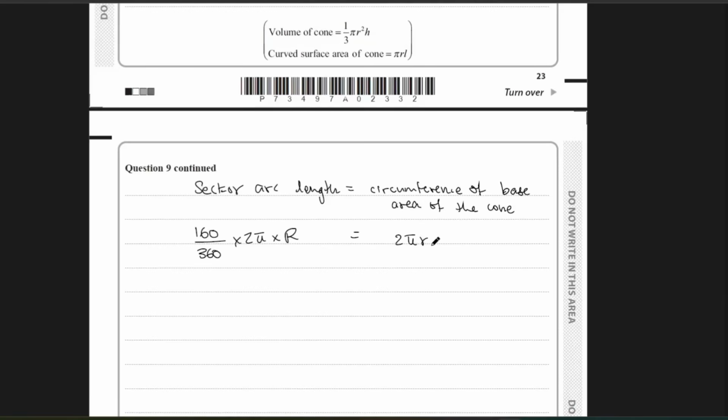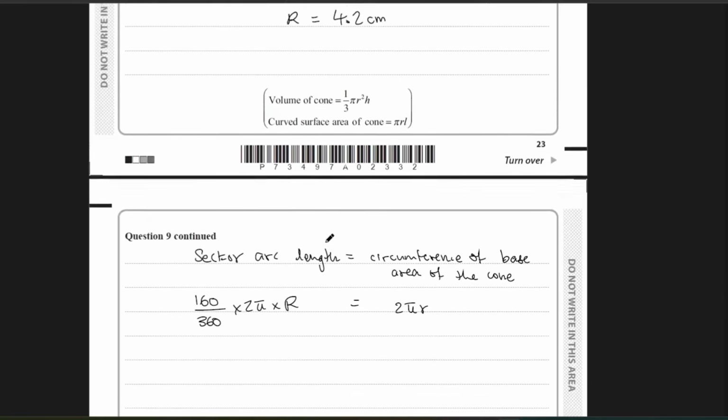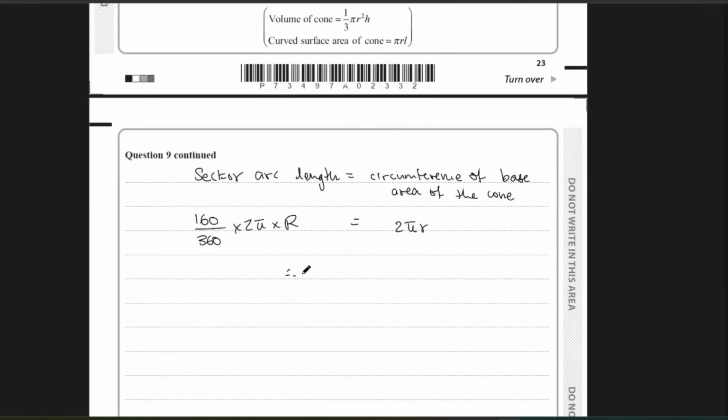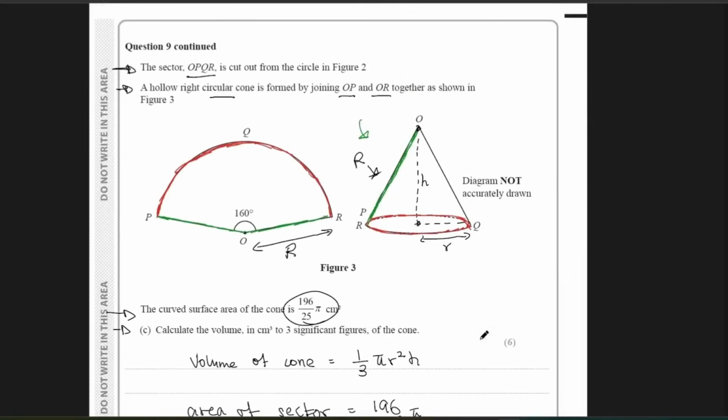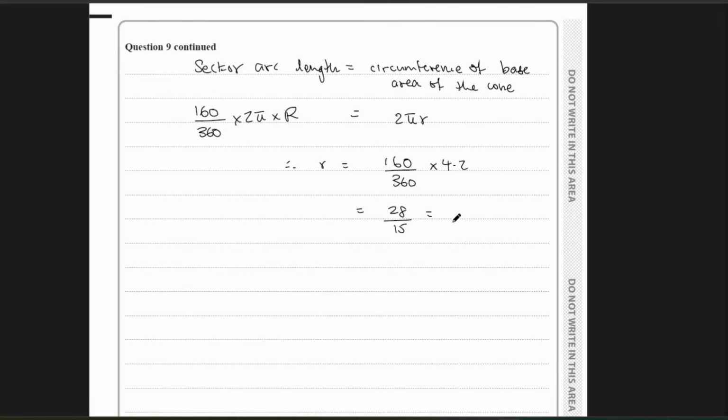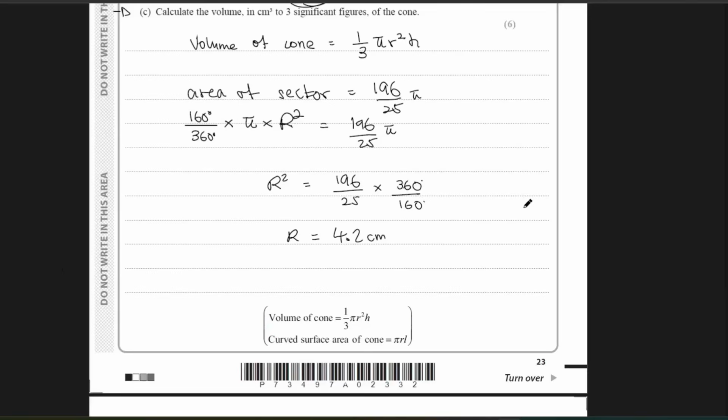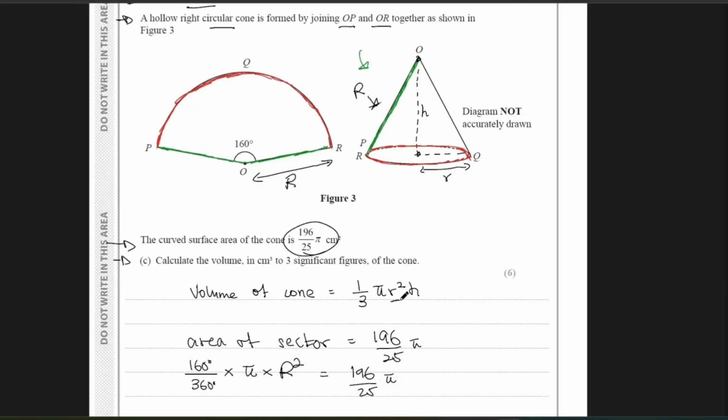From here, we can cancel the 2 pi's, and we know the value of capital R, which is 4.2. So small r is equal to 160 over 360 times 4.2. This gives us 28 over 15, and in decimals, this is 1.866. Since we need to give the final answer to 3 significant figures, let's use 4 significant figures now. 1.866 centimeters is the radius of the base of the cone. So we found the r value. To calculate the volume, we need to calculate the height.